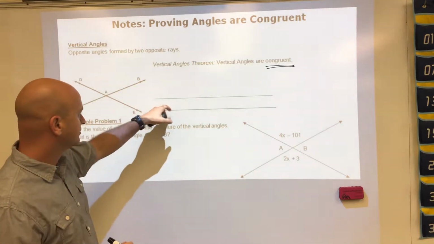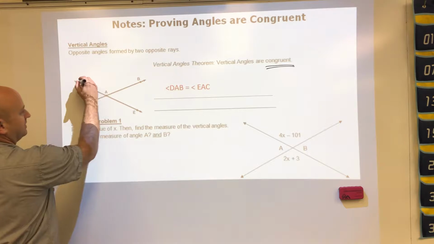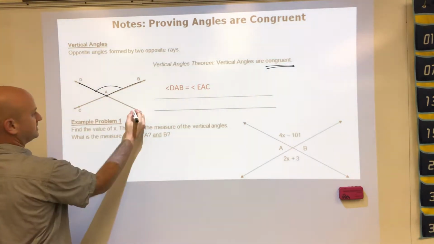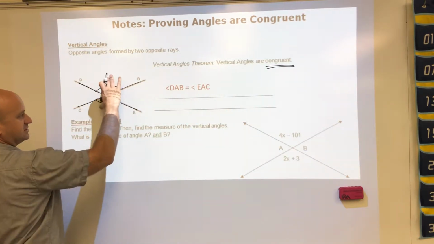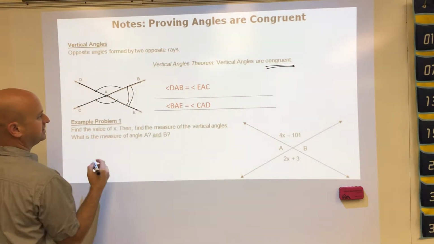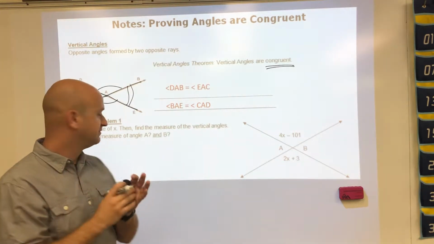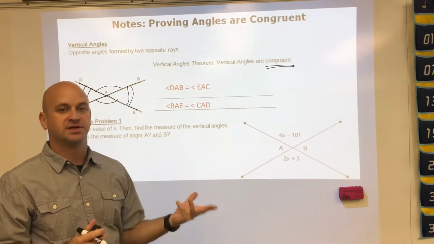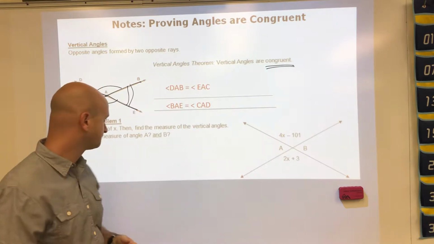So if we look at this example here, naming an angle with three letters, we have angle DAB, which is this angle right here, is congruent to angle EAC. And if we see they make an X, and then these two angles right here are congruent. Now these angles here, BAE and CAD, are also congruent. So do not be confused, because these angles are not necessarily vertical in alignment, but that's the name that we give them. And the property that vertical angles have is they're congruent.